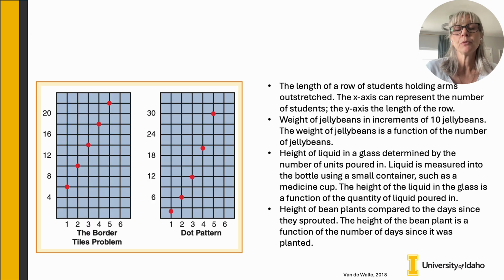So far, patterns have been represented by, first, physical materials and drawings, second, tables, third, words, fourth, symbols. A graph adds a fifth representation. In most standards, coordinate graphs are introduced in 5th grade, in which students represent real-world data and solve mathematical problems in that first quadrant. This figure provides a graph of the border tiles problem and shows a graph for the dot pattern. Here are some examples of real-world situations that give rise to graphs for intermediate grade students.